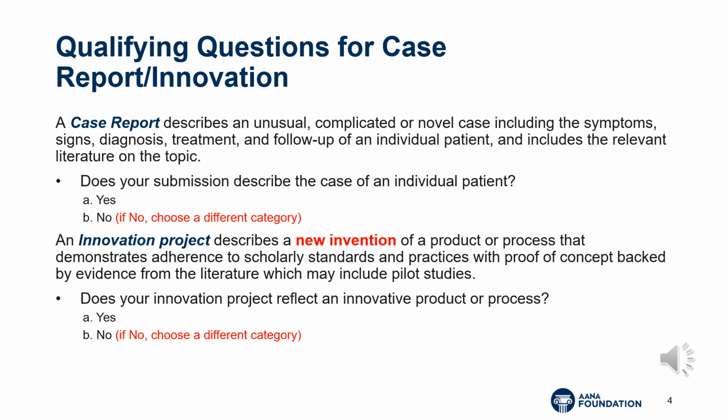An innovation project describes a new invention of a product or process that demonstrates adherence to scholarly standards and practices with proof of concept backed by evidence from the literature, which includes pilot studies. So this does need to describe a new invention. The qualifying question here is, does your innovation project reflect an innovative product or process? If the answer is yes, then you have the correct category. If the answer is no, you would need to choose a different category.